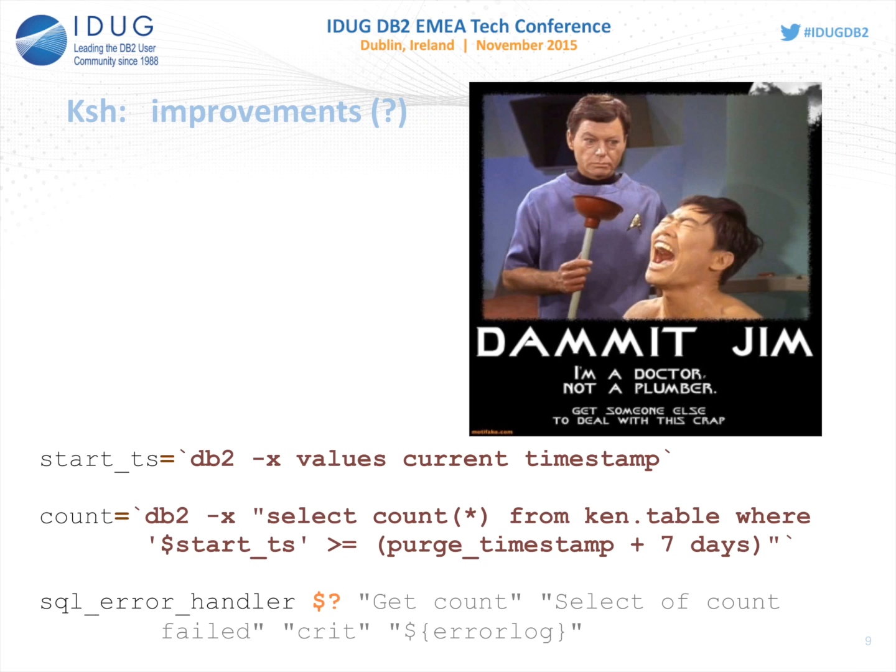So to solve that, the first thing I'm going to do is I'm going to sort of drive a marker in the ground and say, I'm going to delete anything older than this time in this script. And then I'm going to use that same timestamp in the delete and eliminate that race condition.